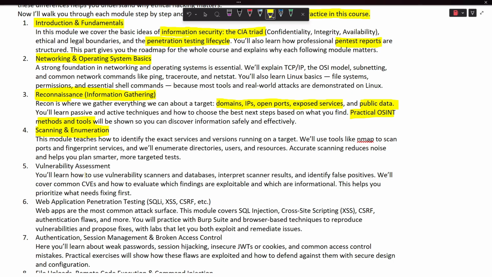So in module number 5, we have vulnerability assessment, in which we will be learning about how vulnerability scanners and databases work. We will be learning about it. We will interpret scanner results and identify false positives. We will cover common CVEs and how to evaluate which findings are exploitable and which are informational.